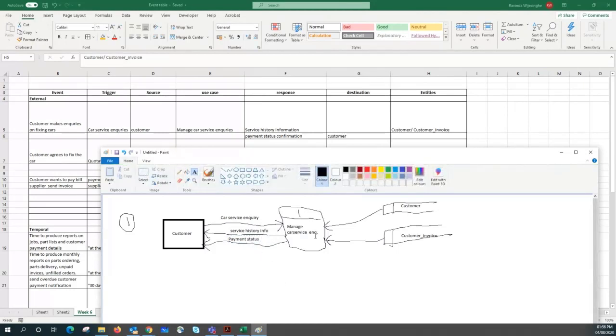So did I capture everything in this case? Yes. I capture the trigger. I capture the source. I capture the use case. Yes, this is the use case. I capture these two responses. Yes, responses going back. Destination is the customer. Yes, this is the destination. And the entities are two entities, right?